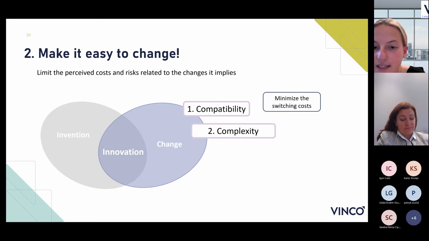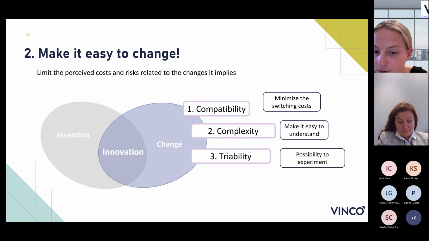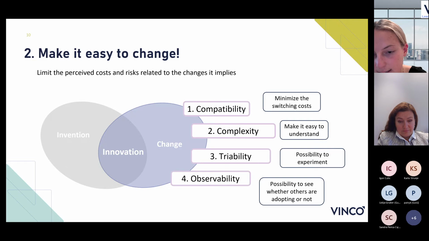Second driver is the perceived complexity of your innovation. So you should make it easy to understand. Of course, you should disrupt your competitors, but you should not disrupt your customers. Third and fourth driver are triability and observability. So the perceived risks related to an adoption will be limited if users can see themselves using it. So this means that adoption and diffusion will be fostered by triability, so if they have the possibility to experiment with it, and observability, so if they have the possibility to see whether others are adopting it or not.